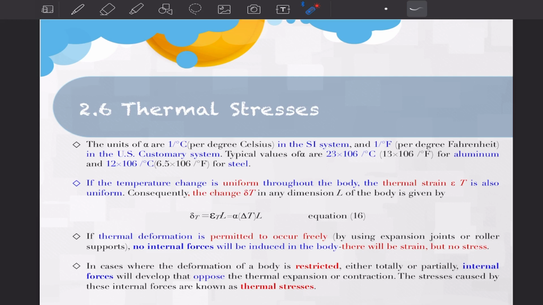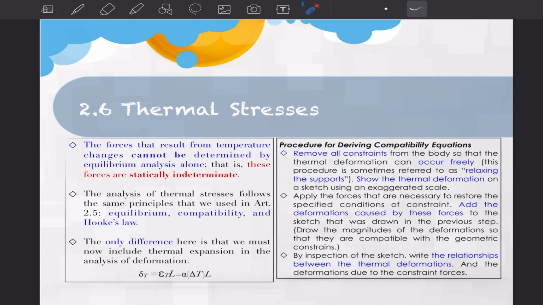Pero pag i-restrict na siya, butangan nimo, siyang support nimo is totally or partially, kung imong support is hinge or ang imong support is fixed support, naay internal forces ana nga ma-develop kay mag-oppose ang imong thermal expansion or contraction. So the stresses caused by the internal forces are known as thermal stresses. The forces that result from temperature changes cannot be determined by equilibrium analysis alone. So kani siya nga mga problems are statically indeterminate.